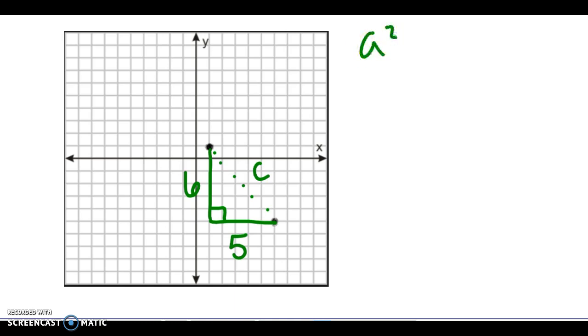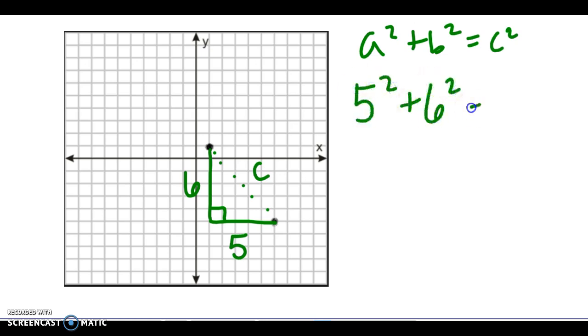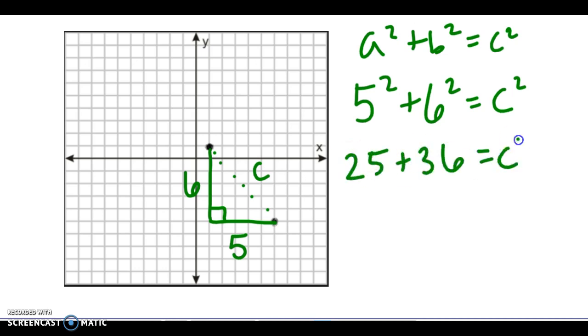So a squared plus b squared equals c squared. So we have 5 squared plus 6 squared equals c squared. Again, a and b are interchangeable. It doesn't matter which order you do it in. So now we have 25 plus 36 equals c squared. And then you're going to add 25 and 36, which is 61.